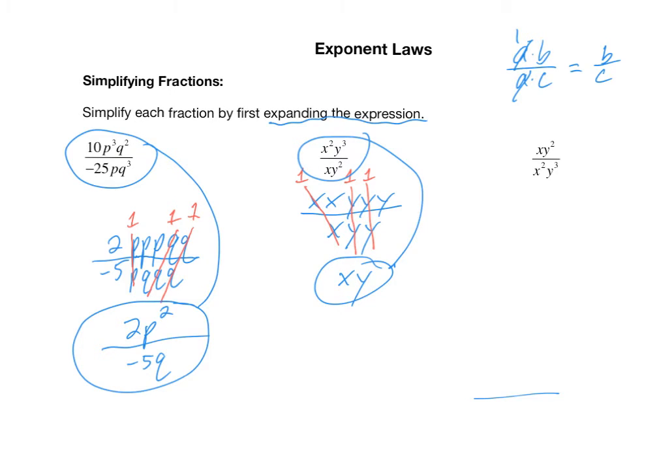Let's try this last one. Again, there's no numeric factors, so we'll go right to expanding. x times y squared is x times y times y. x squared is x times x, y cubed is y times y times y. We'll divide out the common factors again. We can divide out a pair of x's, we can divide out a pair of y's, and another pair of y's. Notice all the variable factors in the numerator are gone, and we still have an xy in the denominator.